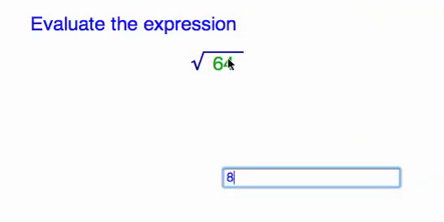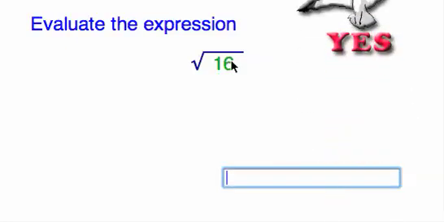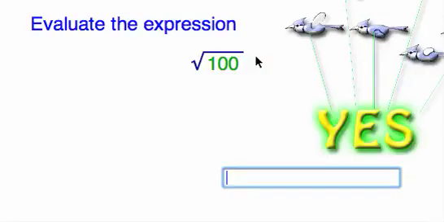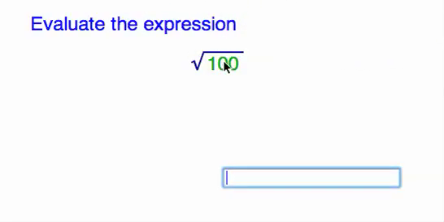64. 8 times 8 is 64, so 8. What times what is 16? 4. What times what is 100? 10. Okay, that's it for square roots. You're just looking for number times itself. That will give you the number inside the square root symbol.